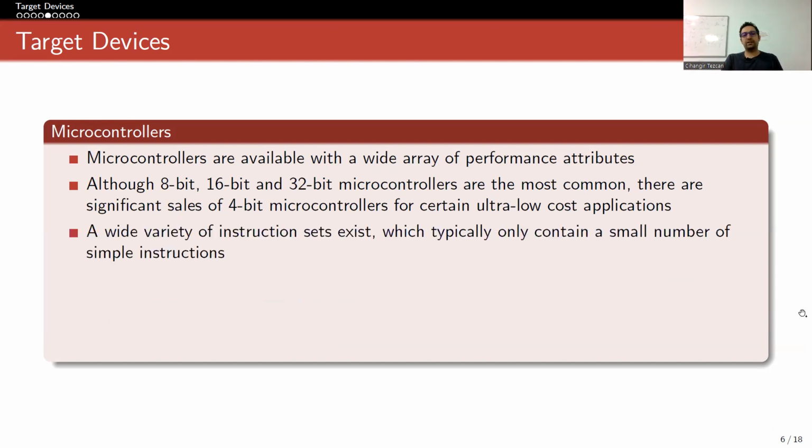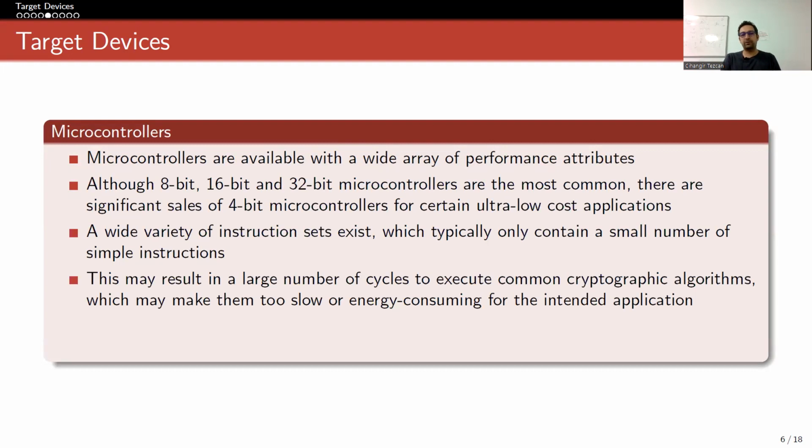A wide variety of instruction sets exist, which typically only contain a small number of simple instructions. This is important because in modern CPUs or devices, you have many instructions, and in cryptographic algorithms, sometimes we use instructions like shift, XOR, etc., and we always assume that they are there. But there may be a device which doesn't have a shift instruction or something else, right? So you have to perform more instructions to get a single instruction there. This is why algorithm design and implementation is actually platform specific.